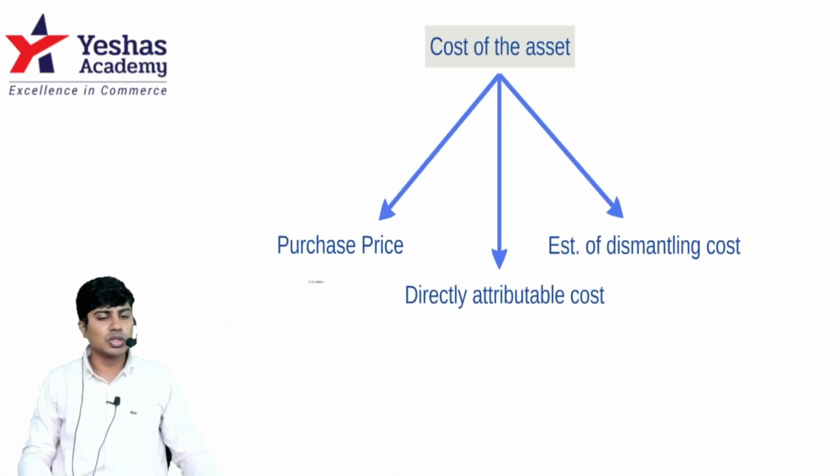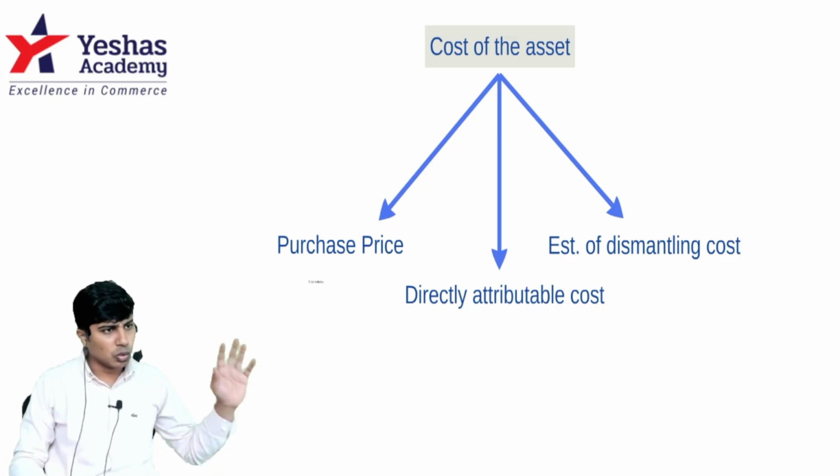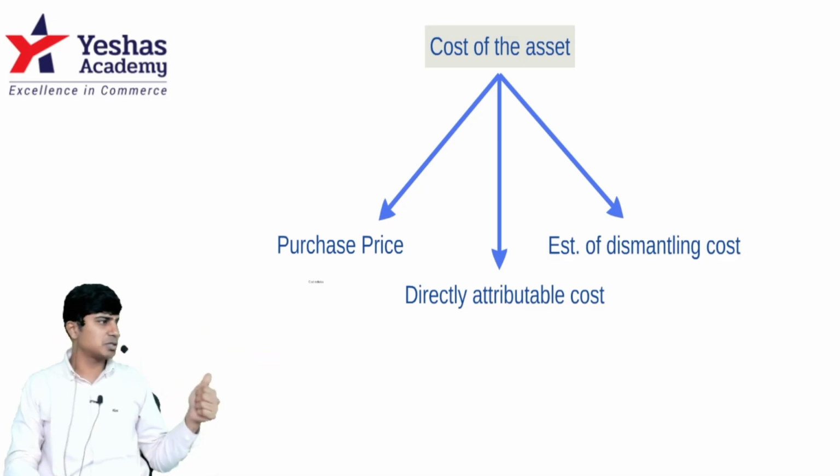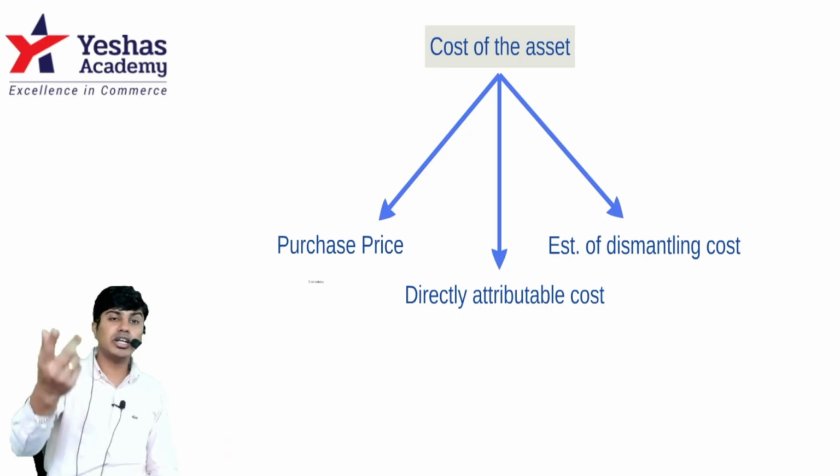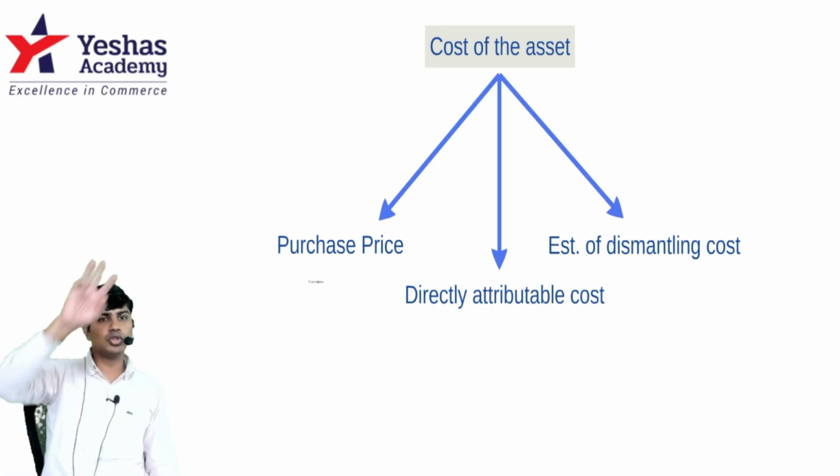Let's quickly see. So the cost of the asset will include three important things. Number one, purchase price. When you purchase the machinery, when you purchase the asset, when you purchase the PPE, whatever you pay is the purchase price. I have 2-3 cute questions.